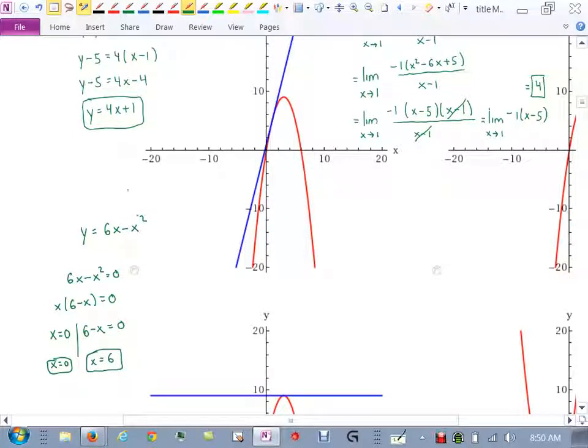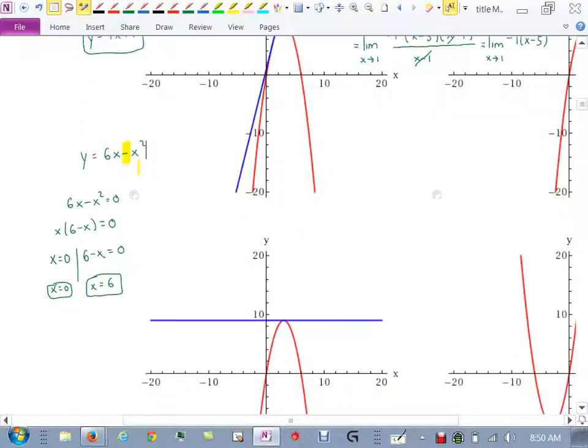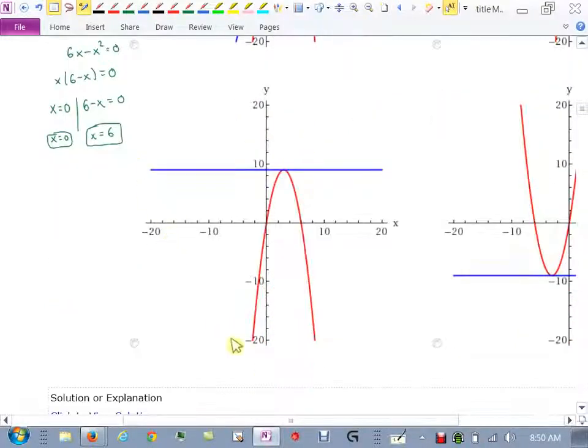And we know that this parabola opens down because we have a negative in front of the x squared. You could also find the vertex. Let's see which of these graphs we can eliminate here.